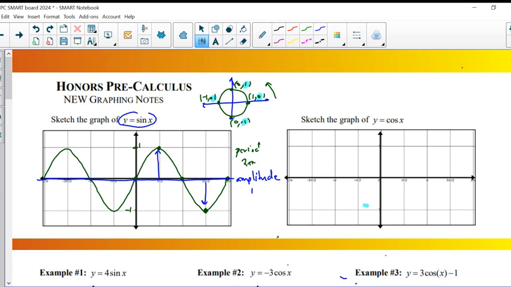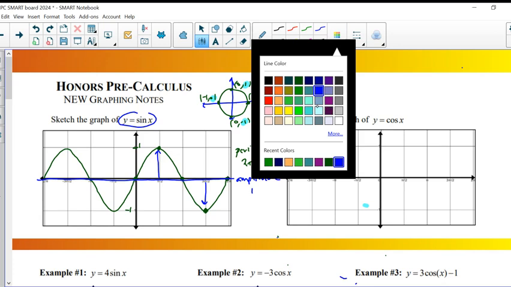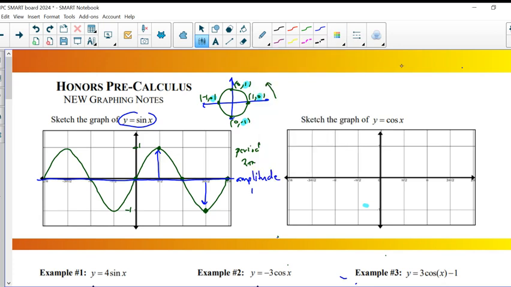Okay. Now, cosine is going to look really close to the sine wave. The difference is that it has a different starting point. If we think about cosine, remember y equals cosine x follows the x coordinate. So if I follow the x coordinate at 0 radians, I'm already at a height of 1. Then if I go over to pi over 2 radians, I'm at 0. When I go to pi radians, I'm at -1. When I go to 3 pi over 2 radians, I'm back to 0. And when I'm at 2 pi radians, I'm back to 1.